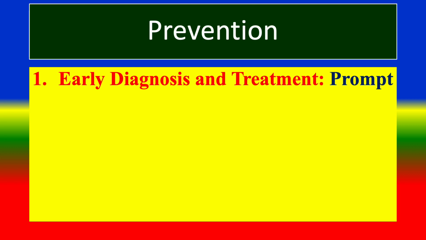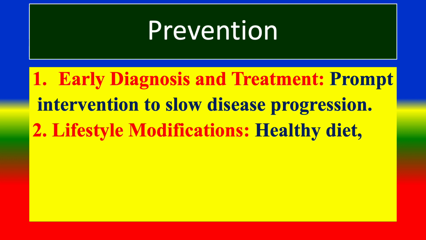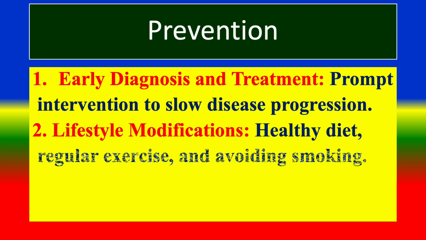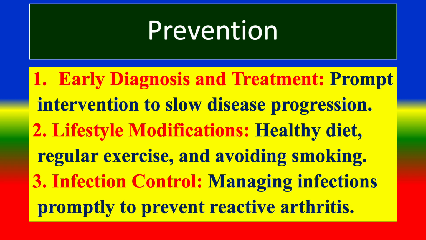Prevention. 1. Early diagnosis and treatment, prompt intervention to slow disease progression. 2. Lifestyle modification, healthy diet, regular exercise and avoiding smoking. 3. Infection control, managing infections promptly to prevent reactive arthritis.